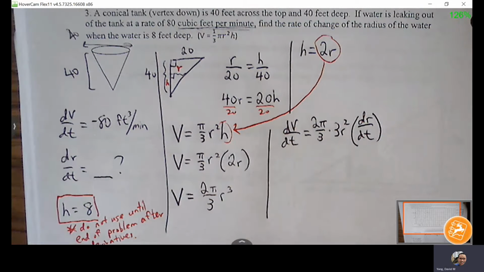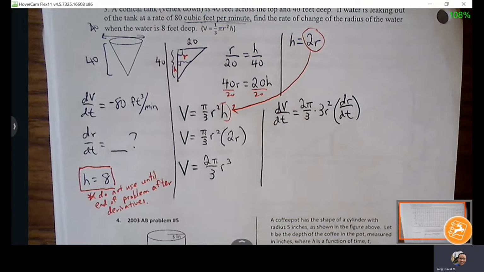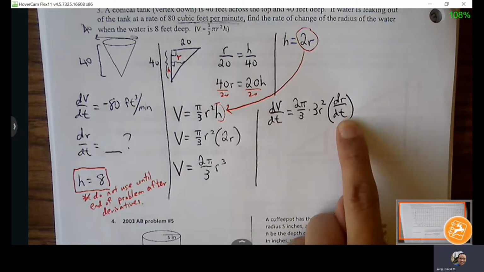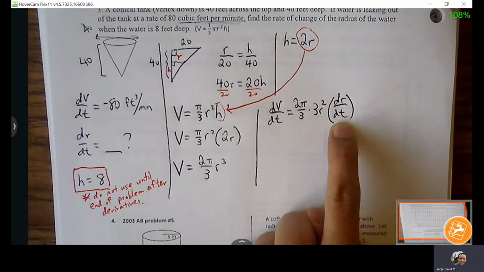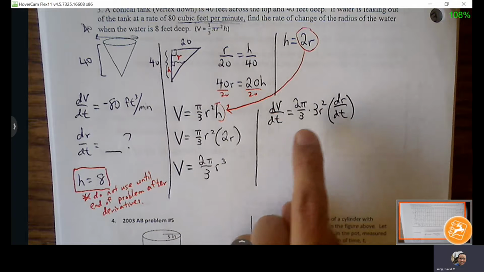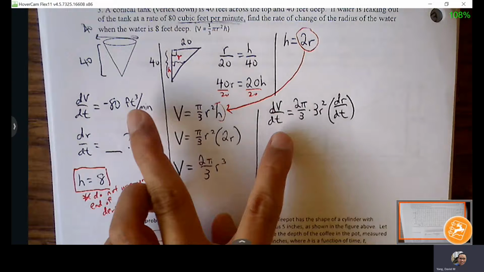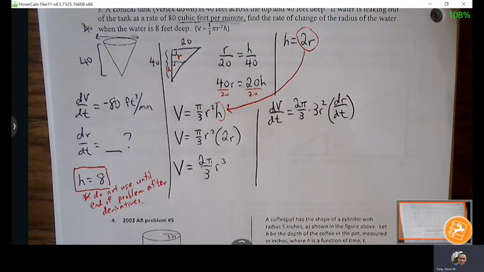Okay, let's see what we have. What variable are we ultimately trying to find? dr dt. That's our goal, right there. That's what we want. That's the unknown. What do we need if we want to be able to solve for dr dt? We need R, and we need dV over dt, which we're good on, right? That's good. But is there a missing piece?